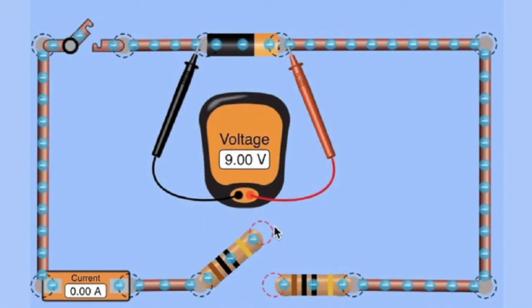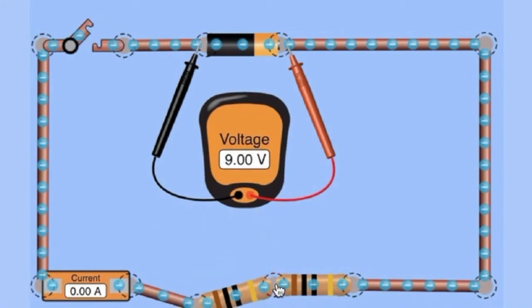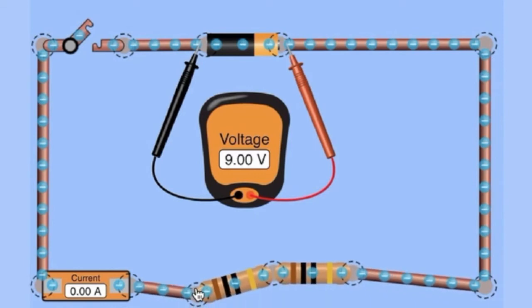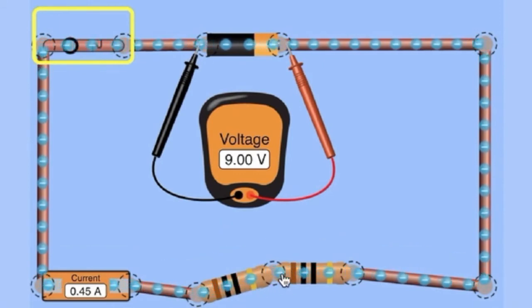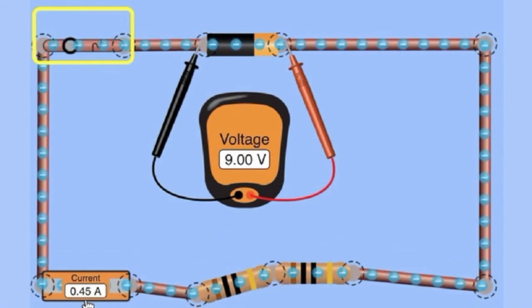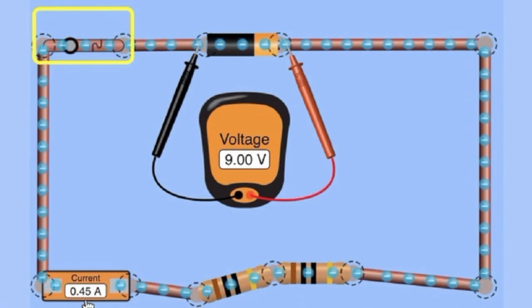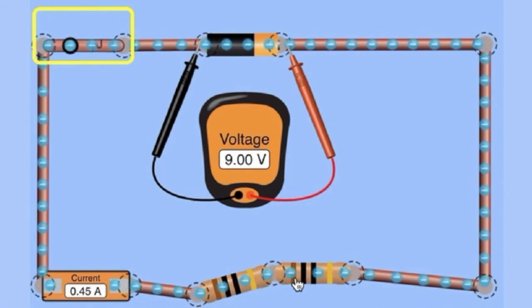Okay, so I'm going to add in another resistor to this circuit. I'm going to turn the switch on. So now I've got 2 resistors in series with each other, and you can see that the current is now 0.45 amps. So the current is half as much as it was before. Now there are 2 resistors in series.